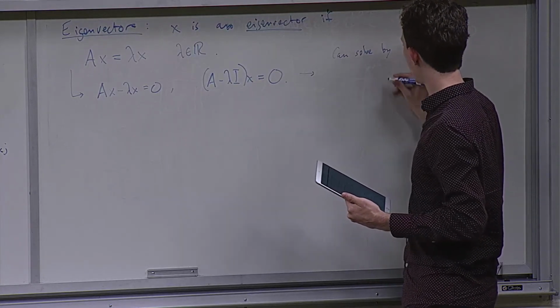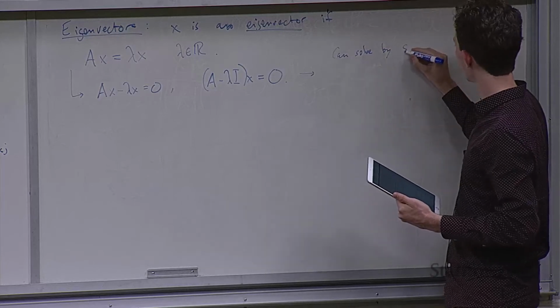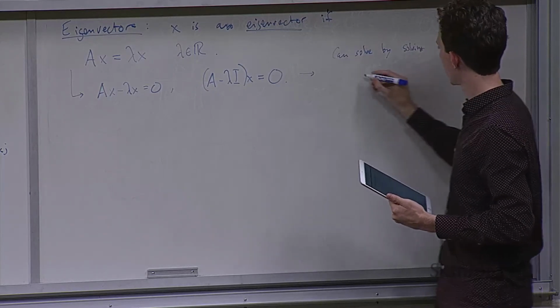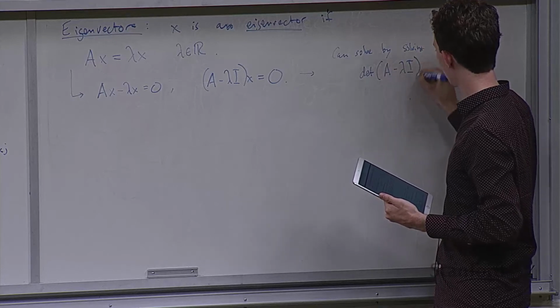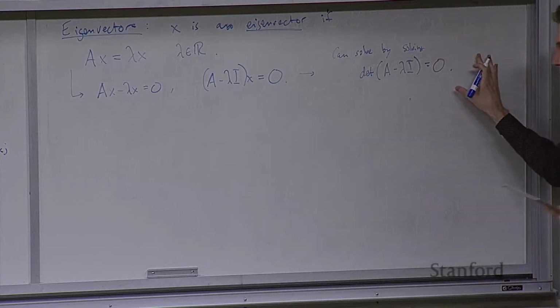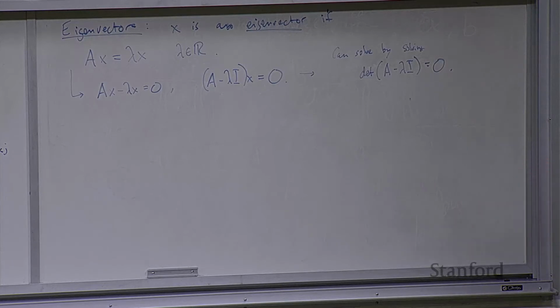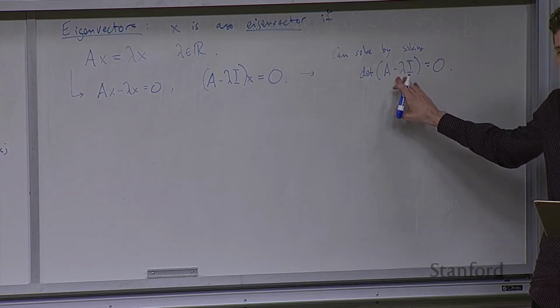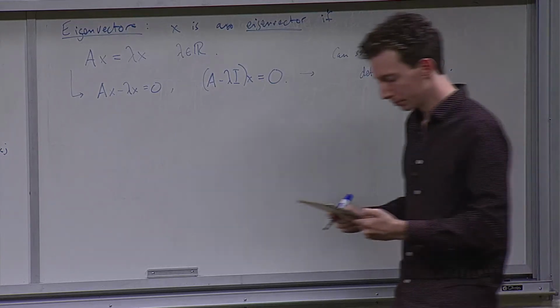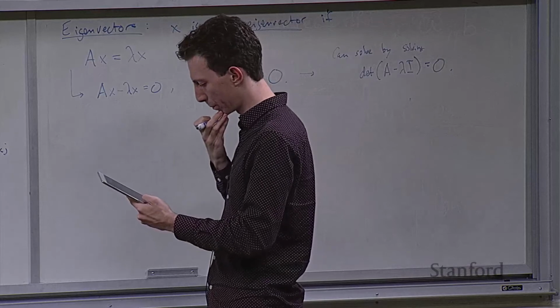So we can solve by solving the determinant of A minus lambda I equals 0. This is just a note that I should mention, and I realize I haven't defined the determinant. And that's fine because we really shouldn't ever be worrying about this in the class. Okay.